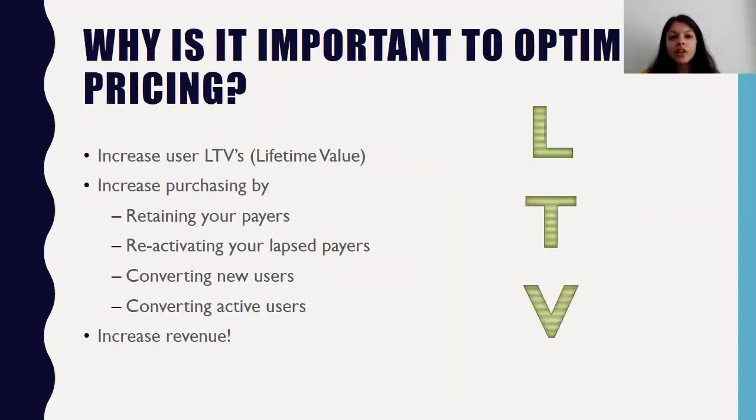So first of all, why is it important to optimize pricing? The big keyword to remember here is LTV, a user's lifetime value. This is something you should want to constantly increase in your products, and this in turn increases your revenue and helps you grow your products. The ways we'll talk about doing this is by retaining your payers and by reactivating your lapsed payers. If someone was actually paying in your product before and then stopped, how can you reactivate them? How to convert new users into players, and how to convert active users into remaining active users, or upselling them into becoming even higher spenders. So we'll talk about how to increase purchasing by doing all four of these actions.